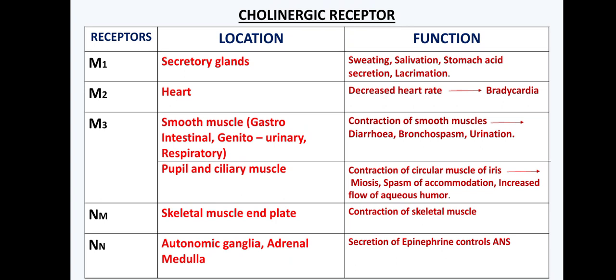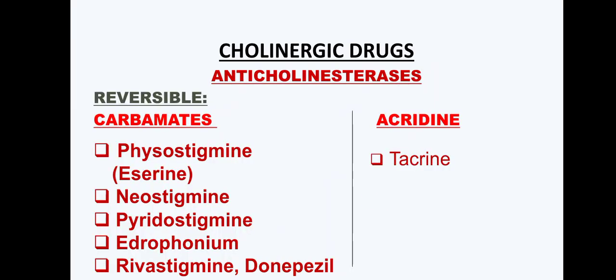Next receptor is NM. It is located in skeletal muscle end plate. It causes contraction of skeletal muscles. And the last receptor is NN. It is present in autonomic ganglia and adrenal medulla. It produces secretion of epinephrine and it controls the ANS.